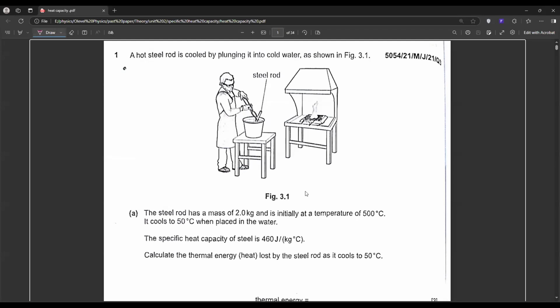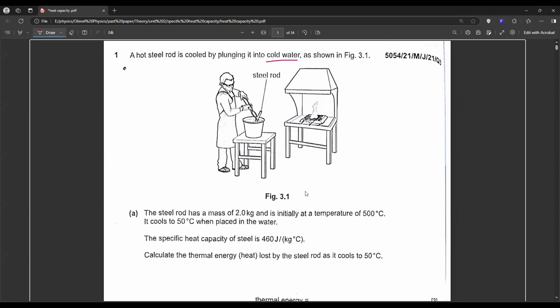Okay, students, let's start with the past papers for specific heat capacity related to O levels and IGCSE physics. Let's move on to the first question. A hot steel rod is cooled by plunging it into cold water as shown in figure 3.1.